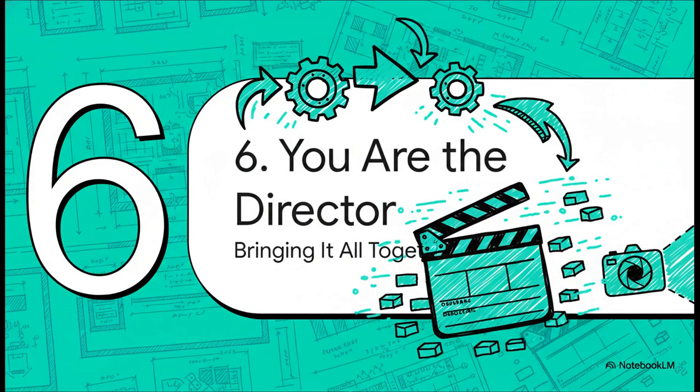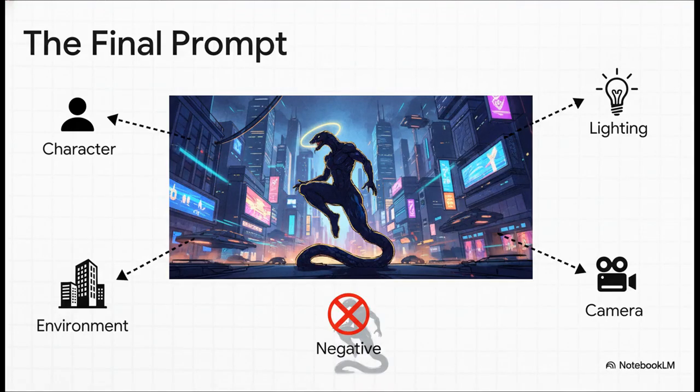So let's bring it all home. By using our modular blueprint, we've gone from just a vague idea to a highly specific, actionable directive. We've literally become the director of our own digital scene. And here it is, our final prompt, with every single component of our blueprint in place. You can see how each module we built, the character, the environment, the lighting, and the camera, all come together to create this one cohesive scene. And just as importantly, that negative module is working behind the scenes, preventing glitches like monstrous mutations or a fake CGI look. This is the blueprint in action.